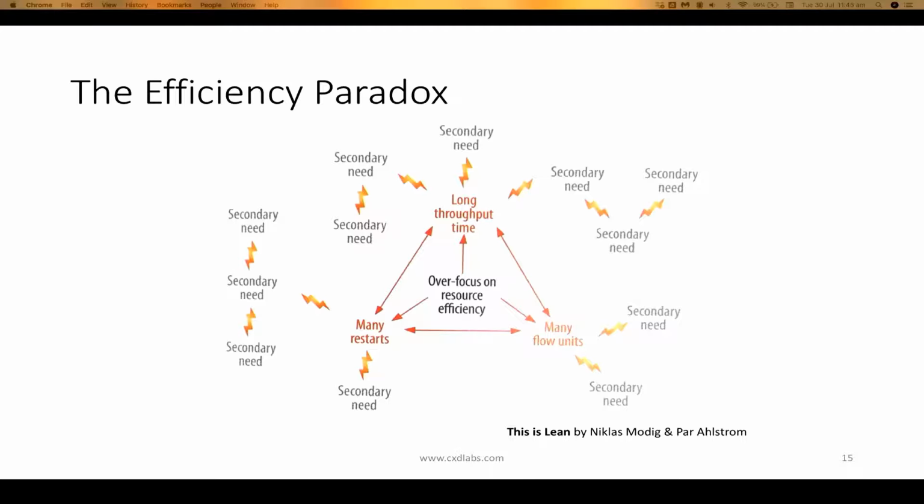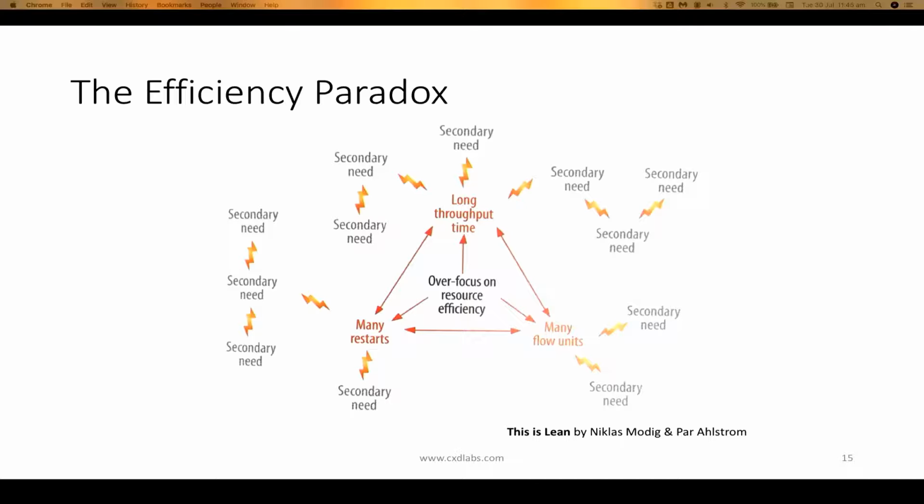So now we have to track that order. We have to follow up regularly. We have to report it. We have to manage it. We have to escalate it if it's late. It causes the team stress. Those are all secondary needs.